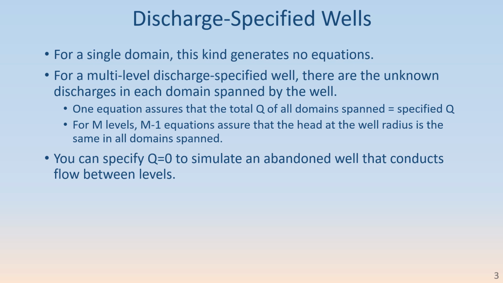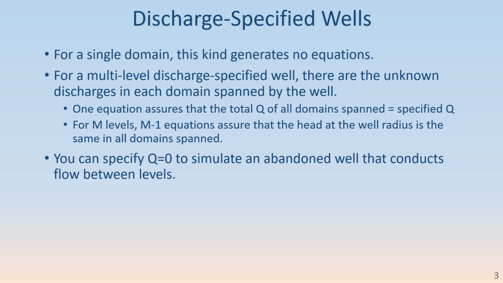One interesting application is this third bullet here. If you have an abandoned well that spans multiple levels in an aquifer system, you can use the multi-level discharge specified well with a discharge of 0 to simulate the vertical flow that will occur between levels that are in contact with the screen. And I know of a few case studies, one in a basin in Australia where there were all kinds of abandoned gas wells where they were used in this way.